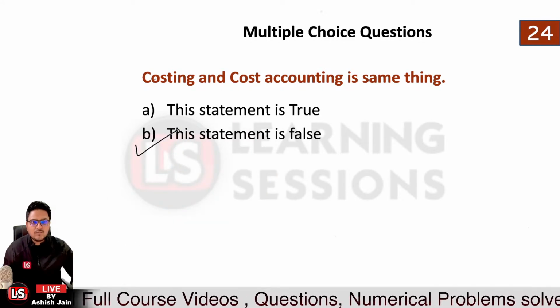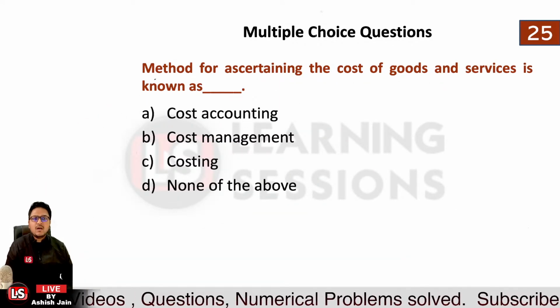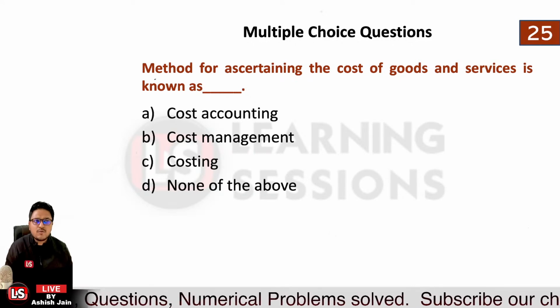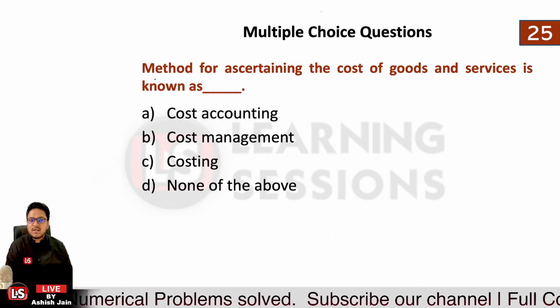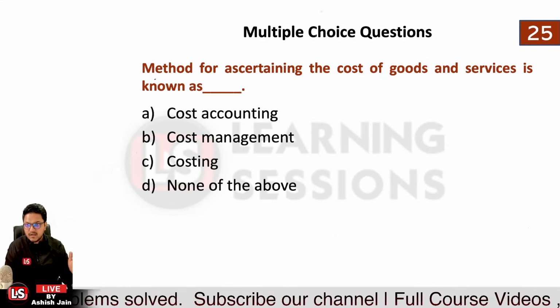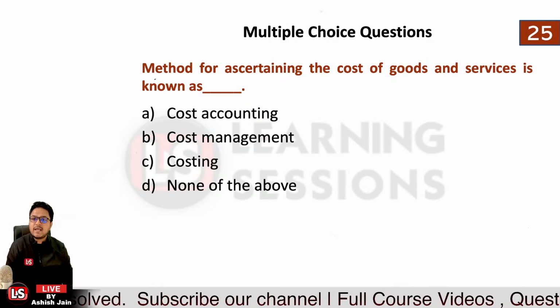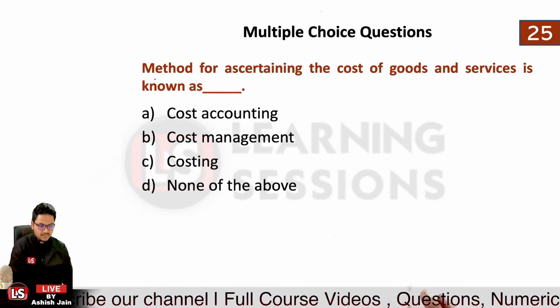Okay. Now let's move to the next question. Question number 25: Method for ascertaining the cost of goods and services is known as costing. I already told you, we have been revising this particular concept from time to time. So it is costing.